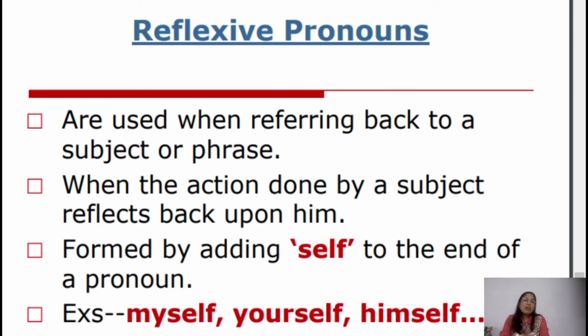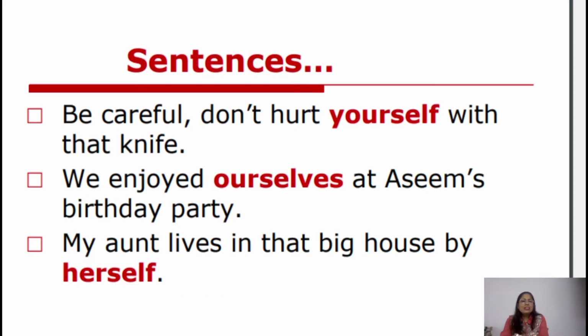Reflexive pronouns are used when referring back to a subject or phrase, when the action done by a subject reflects back upon him. We make use of reflexive pronouns by adding the word self or selves to the end of a pronoun. For example, myself, yourself, himself. The plural can be formed when we make use of the word selves: yourselves, themselves, and so on.